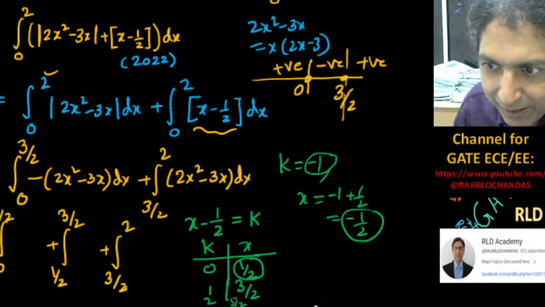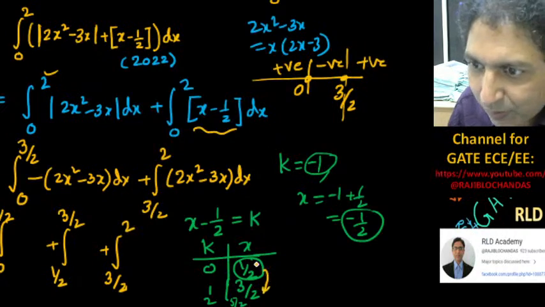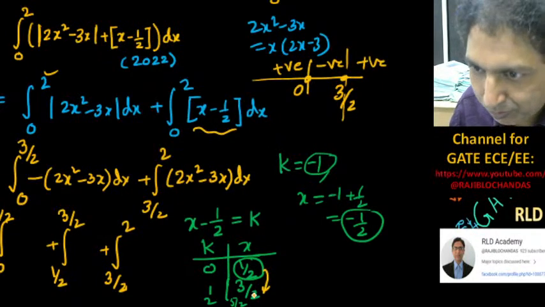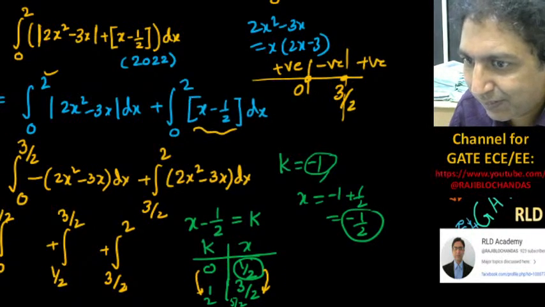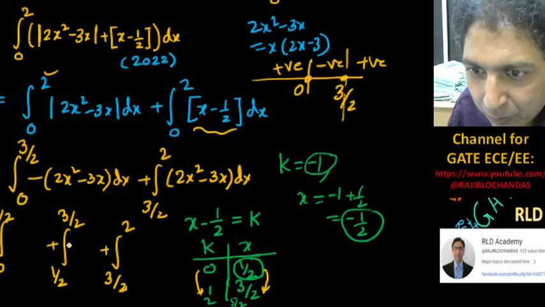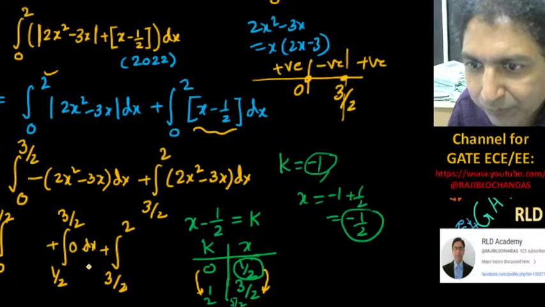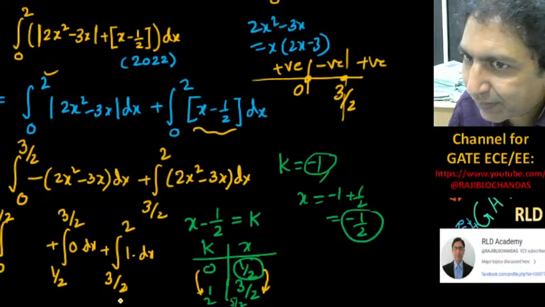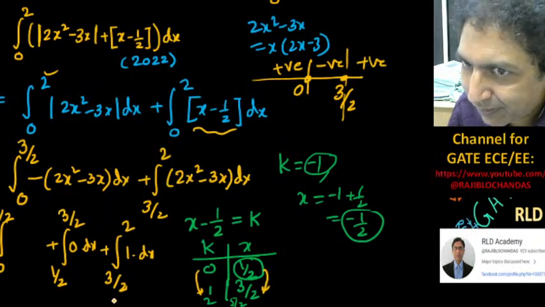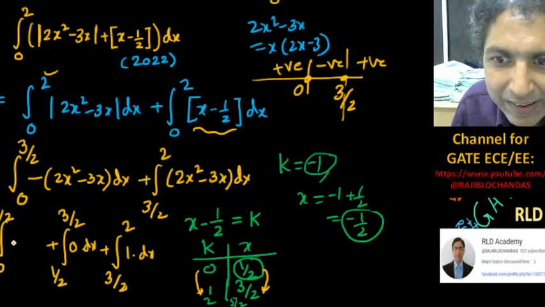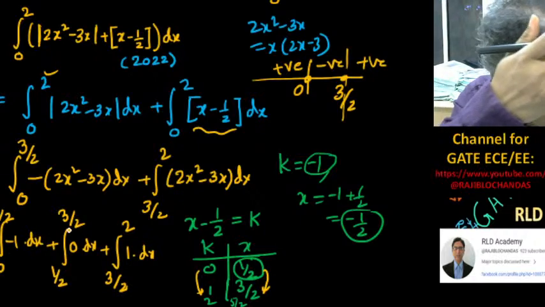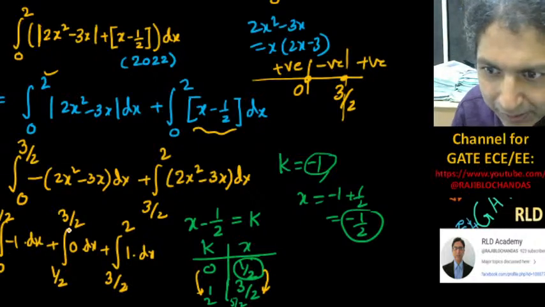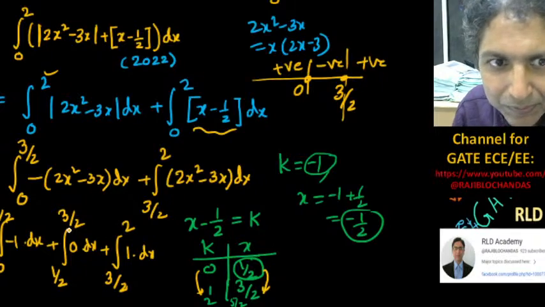Okay, be careful here. When x equals to half to 3 by 2, that k is changing from 0 to 1. Okay, so that time it will be 0, it is 0 dx. Then it is 1 to 2 means 1 into dx. Clear? And here it will be minus 1 into dx. Is it okay? Are you getting this idea? How it is coming?